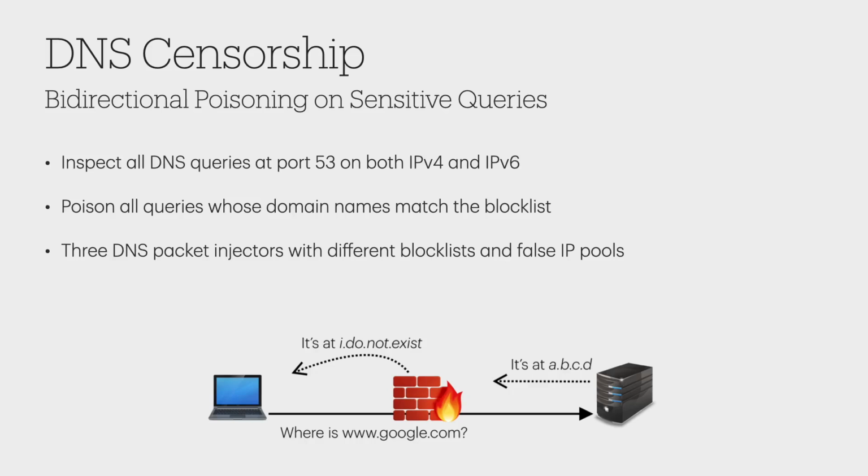The censorship is bidirectional. It means if you query Google at any IP address across the Great Firewall, you get a spoofed response from it. It's worth noting that it only poisons DNS over UDP. For queries over TCP, it simply injects TCP reset to break the connections.